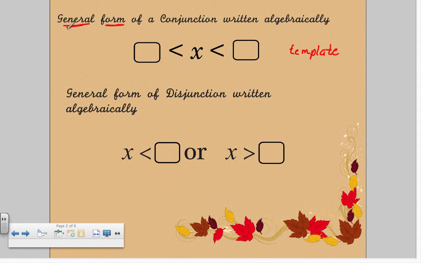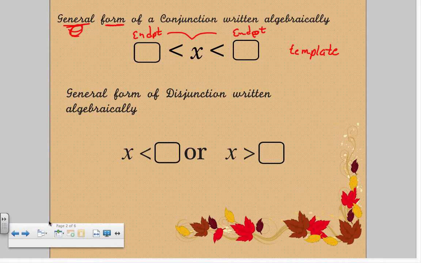Now, I'm saying general because this could change. Remember, this could have a less than sign and this could have a less than sign, or one could be less than and the other not. But the general form is we have our endpoints, and then the value we're looking for is in between the endpoints.